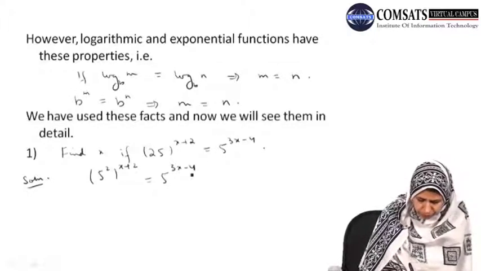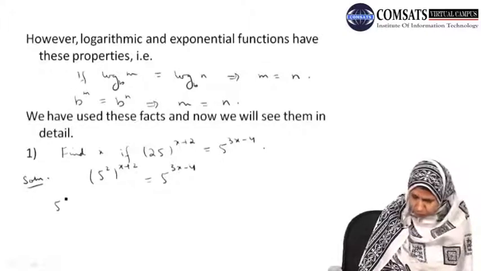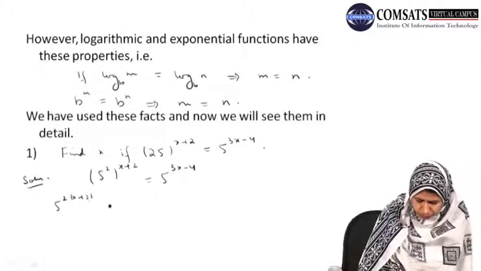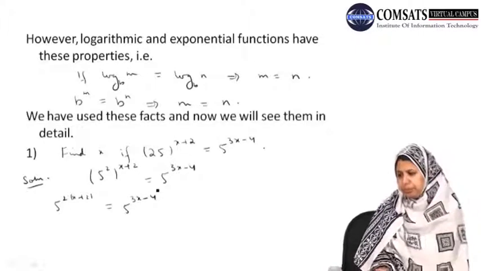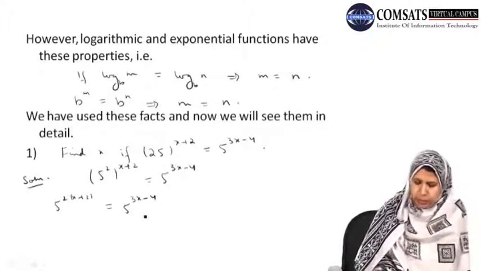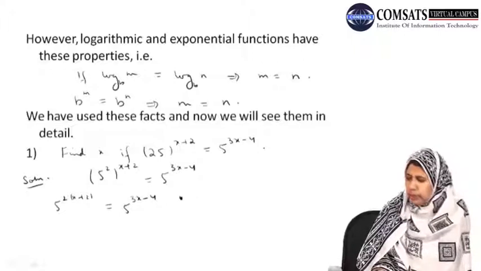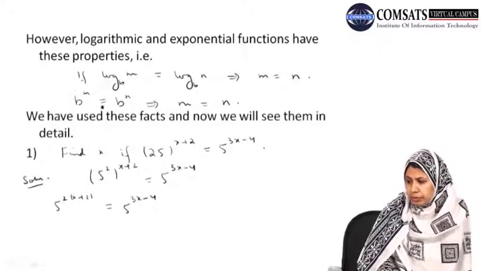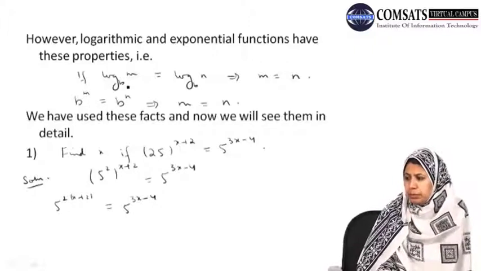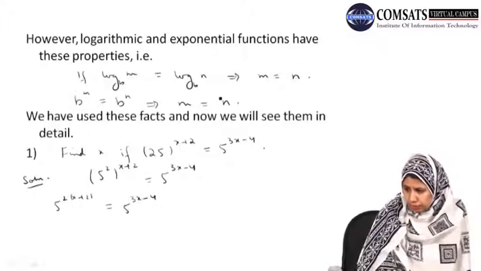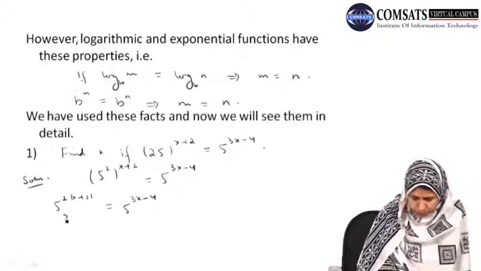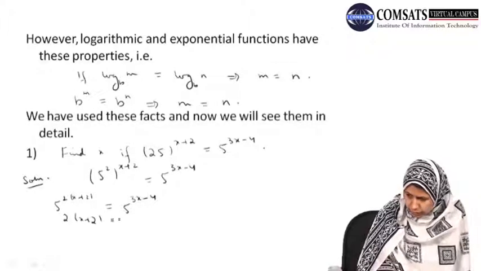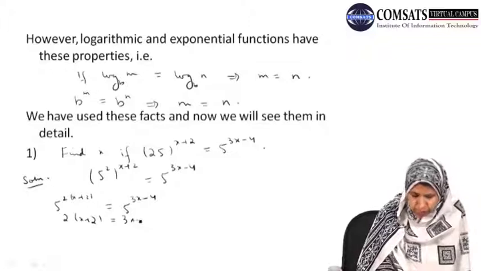Now by using the property of exponents, we obtain 5^(2(x+2)) = 5^(3x−4). And now by using the property stated above for exponents, that is, same bases with different powers means the powers are also the same. So this gives us 2(x + 2) = 3x − 4.